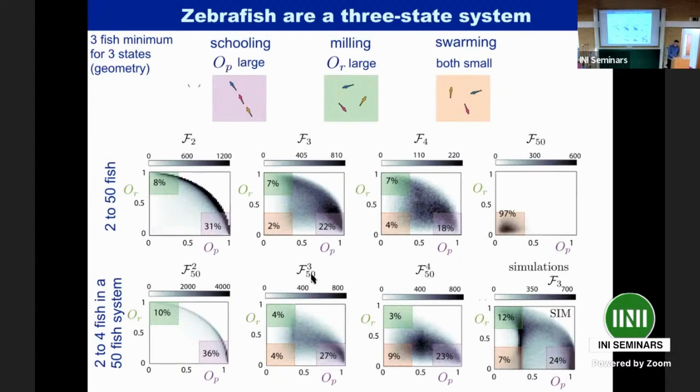So what I mean by 3 fish in 50 is 1 fish, its 2 neighbors, and then we're ignoring the rest of them. So in other words, the fact that that consideration is so similar to 3 isolated fish means the 47 further away fish don't matter. Okay, they're not really influencing it.